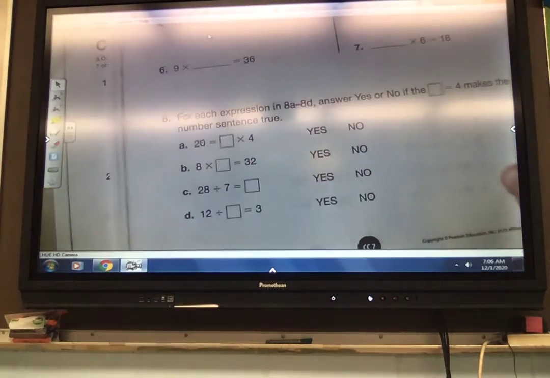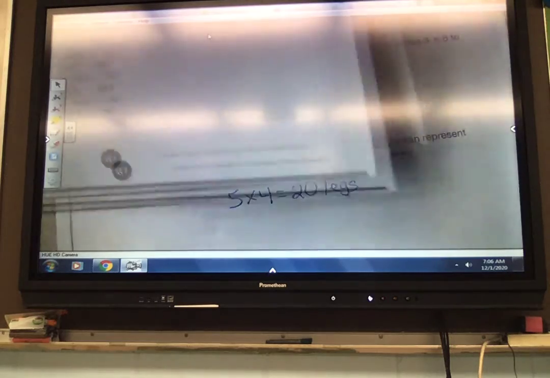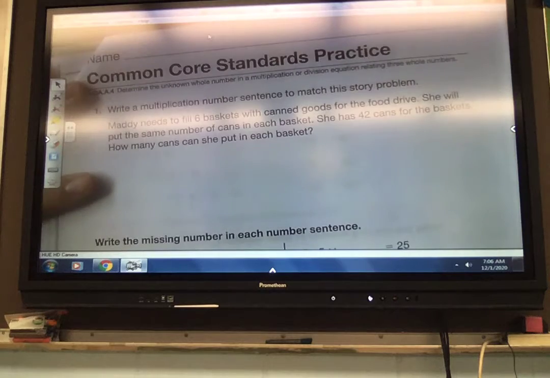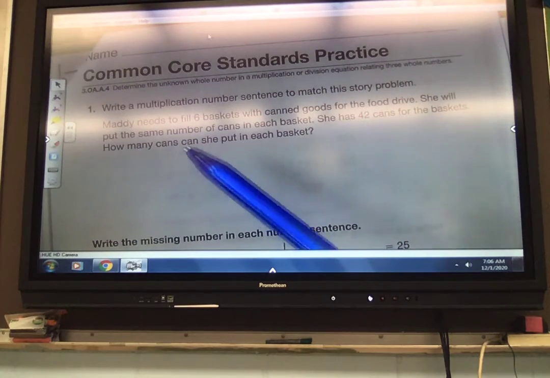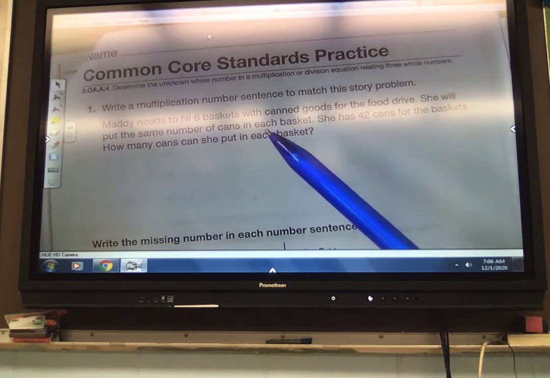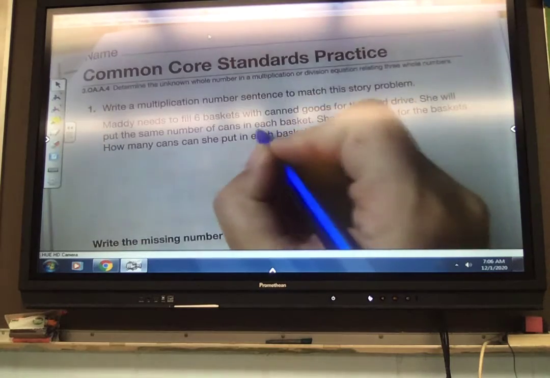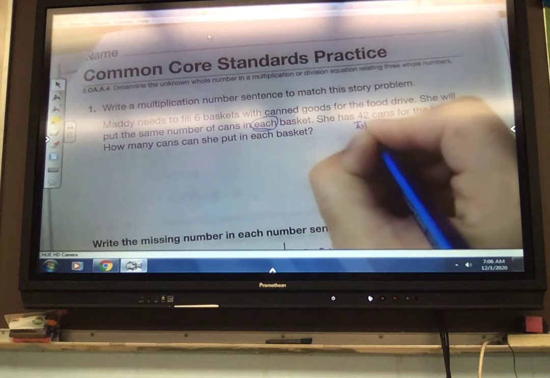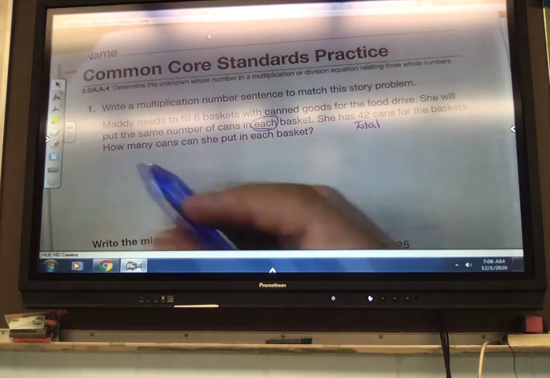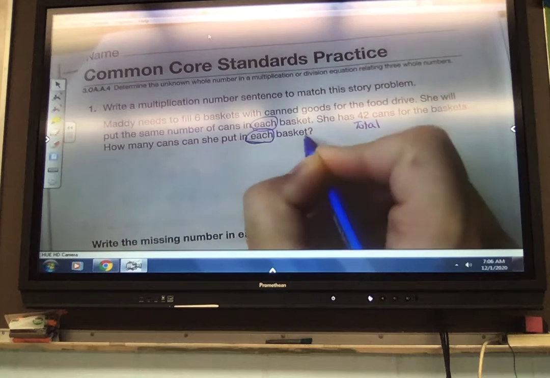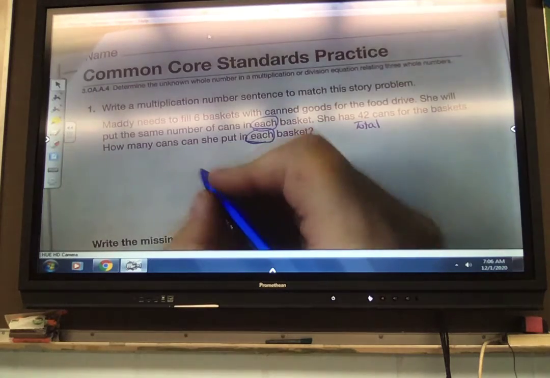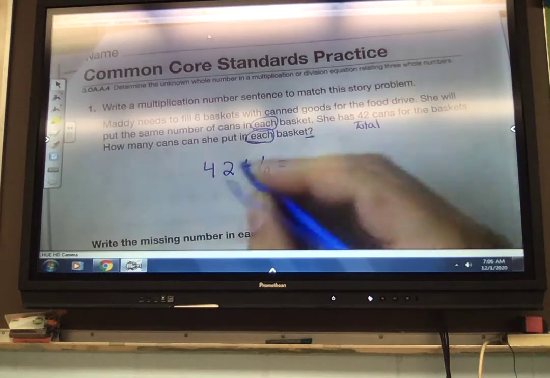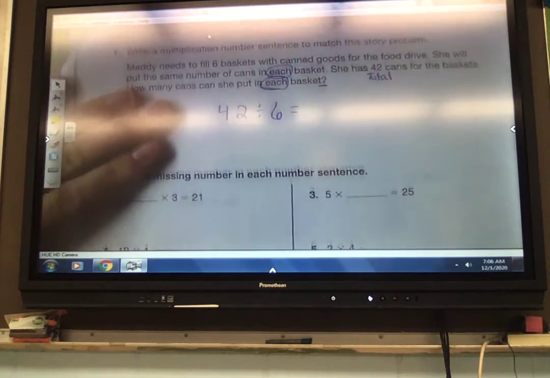All right, let's go to CC7. Maddie, she's got 6 baskets. I think you kind of understand now that these are going to be our groups. She wants to put the same number in each basket. We don't know what goes in the group. There's our clue, each. Notice that we have 42 cans. That's our total, of course. We can't go over that. How many cans can she put in each basket? Again, each in the question tells us this is division. So we're saying 42 divided by 6. I'll leave that one for you to answer.